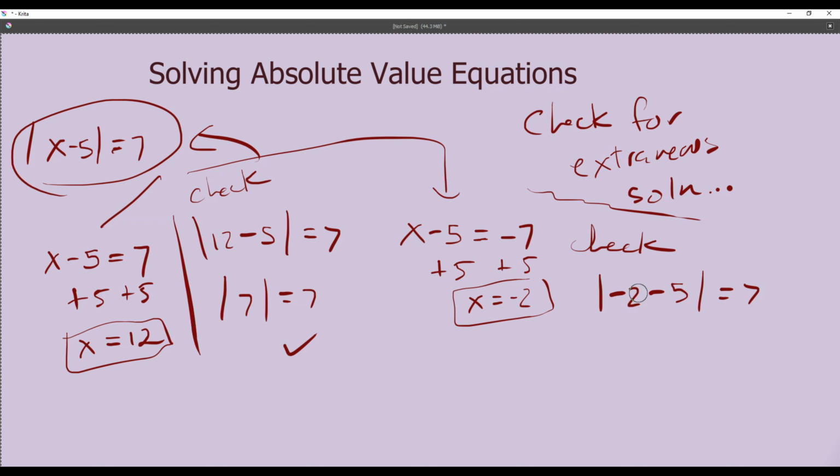Okay, so put negative 2 in the absolute value, minus 5. So what's negative 2 minus 5? Negative 7. What is the absolute value of negative 7? 7. So they work, right? So you have 7 equals 7. That works. So both solutions will work. So you take both of them, okay? Both work.